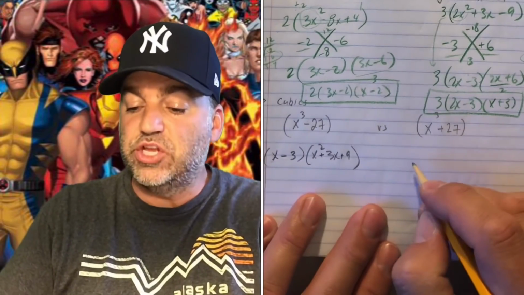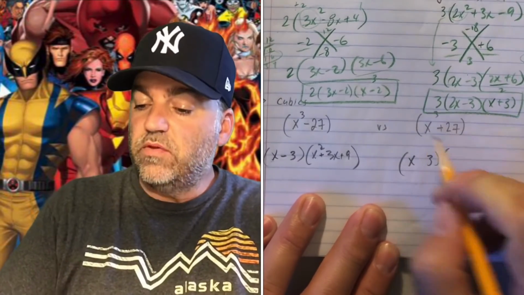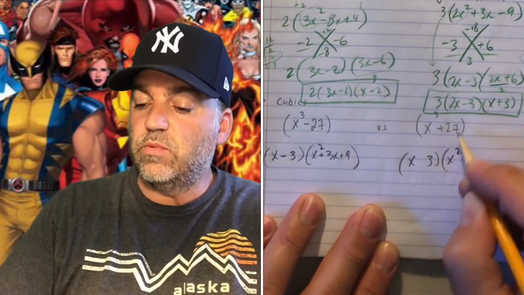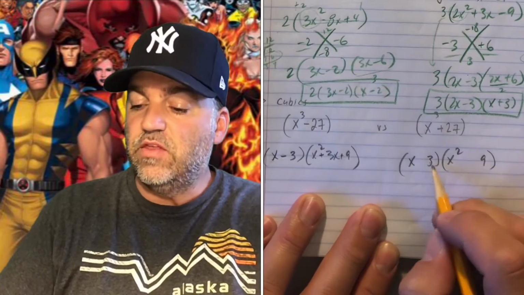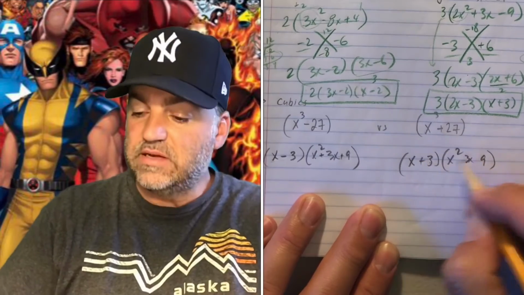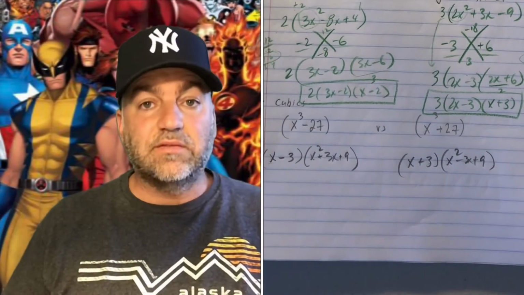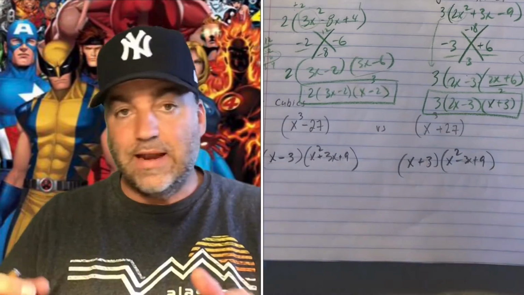Here's the next one. We cube root this one, and we cube root that one. You square this one, x squared. You square this one, 9. And then you multiply this together, 3x. And this time it's going to be plus minus plus. And that is our cubics that are now factored. So kind of a crazy one there.